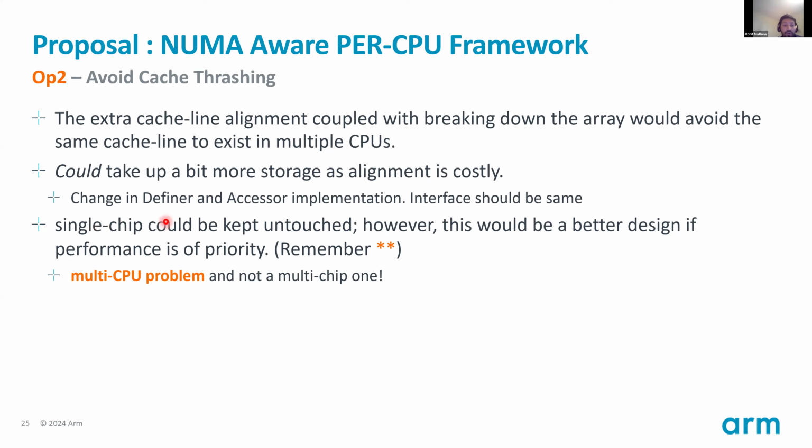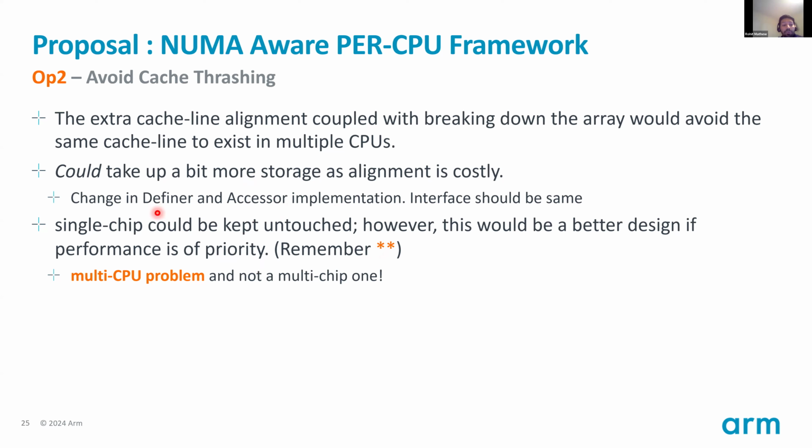The implementation would obviously change for the definer and access interface. Interfaces would stay the same, but the implementation would change. When we started the presentation, I did talk about single chip not having any change. But if we are to break the array and make it into separate objects of a particular CPU, then we would obviously have to change single chip, and that's why I had those stars marked up next to it.